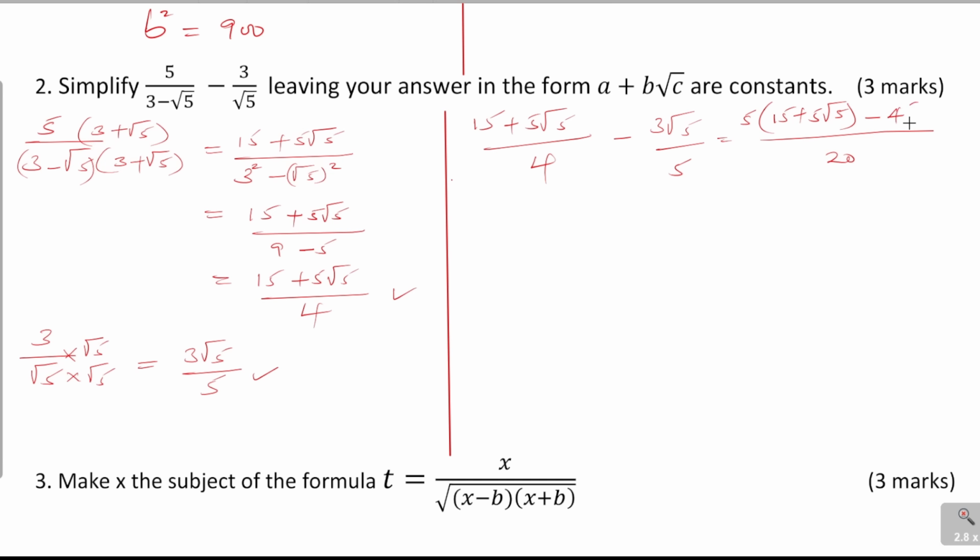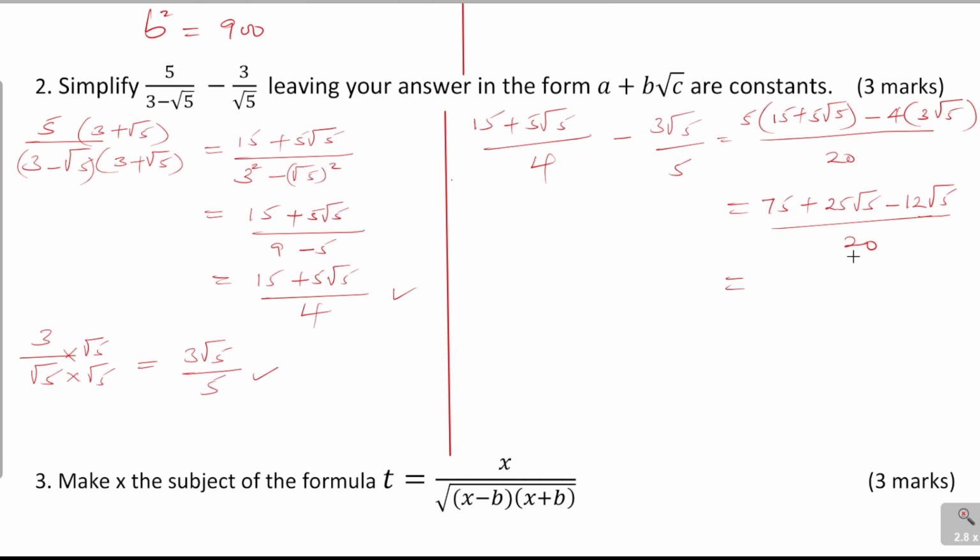So you have 4 multiplied by 3 root of 5. This simplifies to 5 times 15, you get 75, plus 5 times 5 root 5, that will give 25 root of 5. Then subtract 4 times 3 root of 5, that will give 12 root of 5. Everything divided by 20.